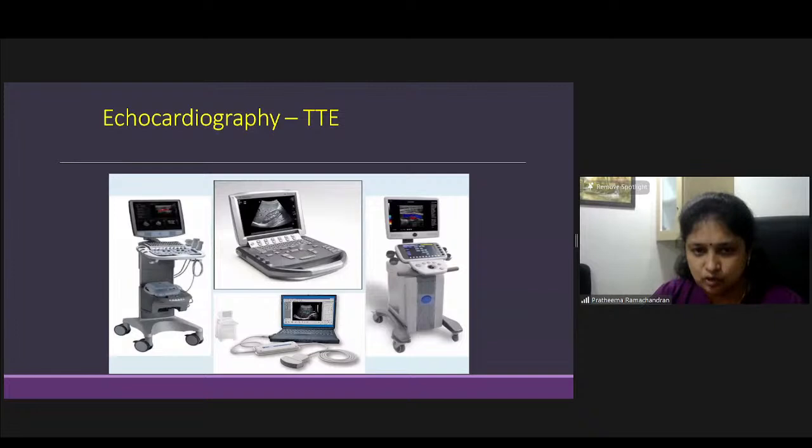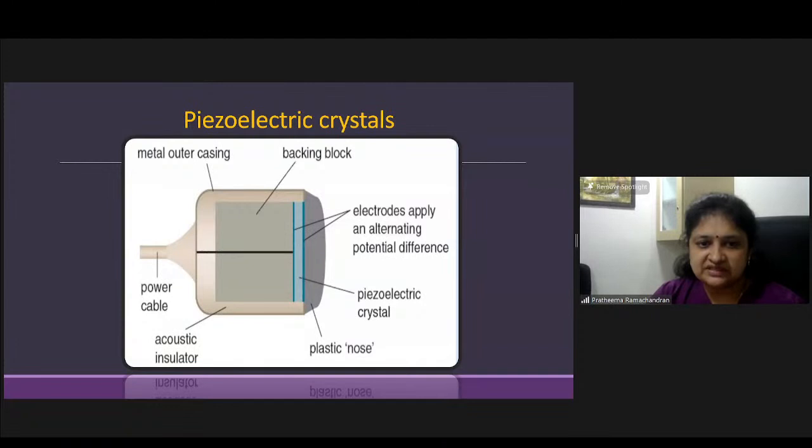Just to know the basics, this is a probe which has a metal outer casing, and this is a power cable that goes to the machine. This is on the patient side. This is called the plastic nose. It has a rubber coating, and this is the most important part of the probe. It's a piezoelectric crystal. So this is used to monitor the patient.